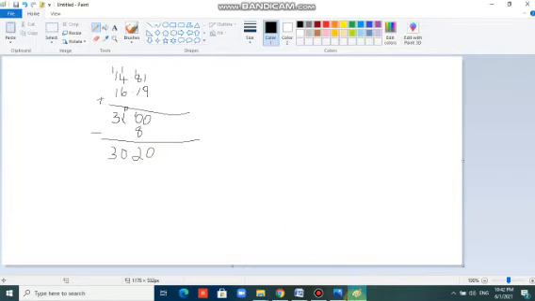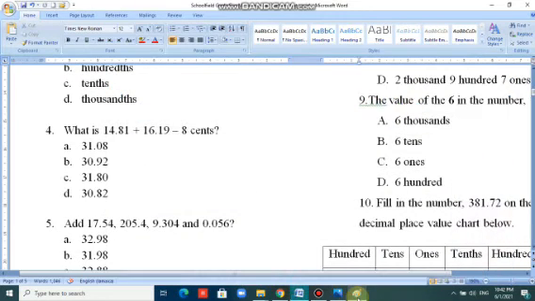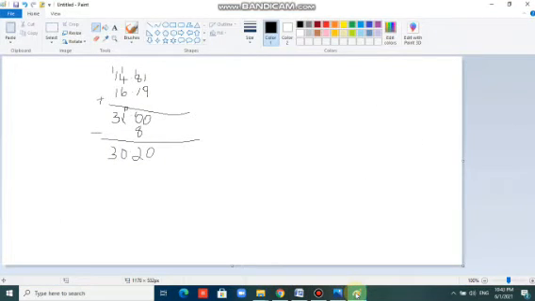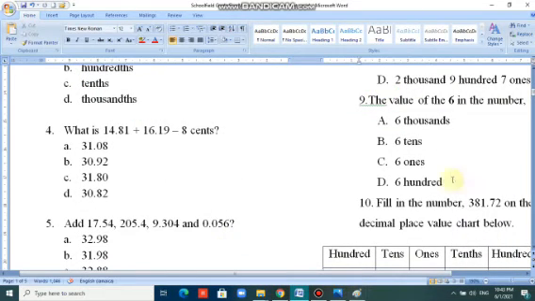Let me see if any of the answers are there. No. So you have 31.08, you have 30.92, 31.80, 30.82. So the answer is not there. So 1 mark is allotted for that. So the answer is 30.20. Okay?